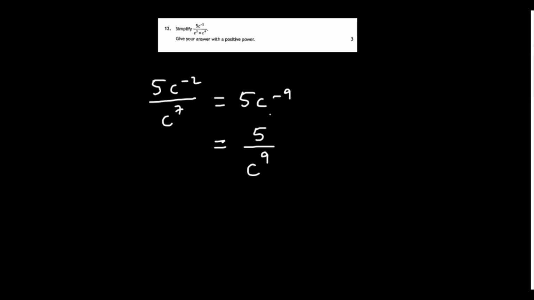So it would be minus sine 30, which is just minus 0.5. Simplify this expression, give your answer with a positive power. Okay, so let's start by doing c cubed times c to the power of 4 equals c to the power of 7. You just add the powers when you're multiplying. And then when we're dividing powers, we just subtract them. So minus 2 minus 7 is minus 9. And then we simply change that to a positive power. So that becomes 1 over c to the power of 9. And then that would just be 5 over c to the power of 9.